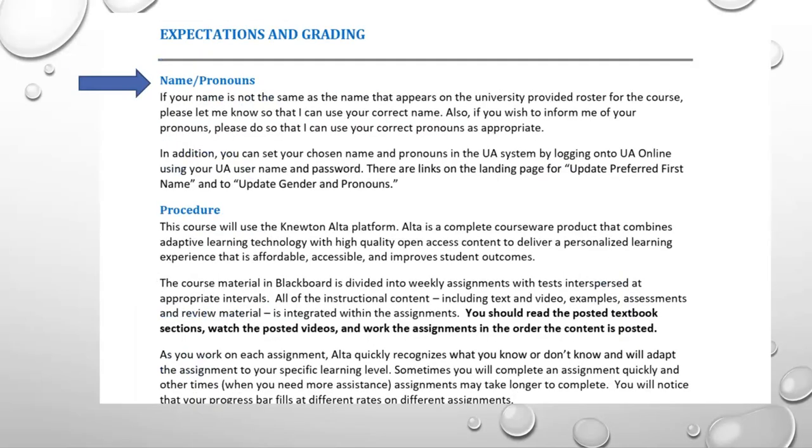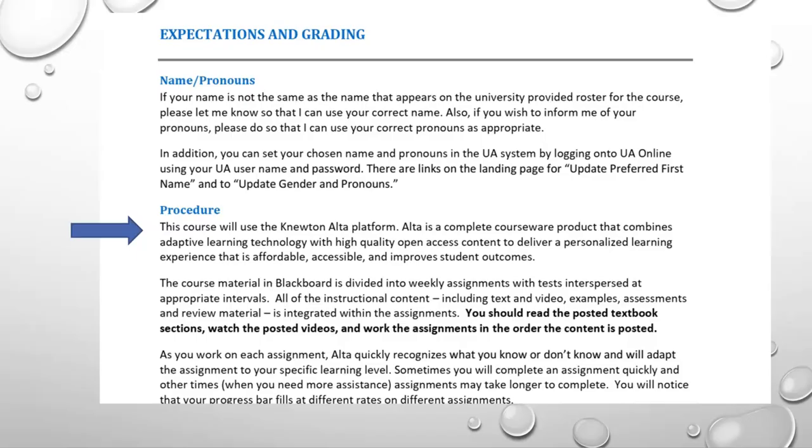In Section 3 on Expectations and Grading, note that if your preferred name is not the name that appears on the course roster, let me know so that I can use your correct name. Also, I use she/her pronouns. If you wish to inform me of your pronouns, please do so. In addition, you can set your chosen name and pronouns in the UA system by logging on to UA Online with your UA username and password. There are links on the landing page to update preferred first name and to update gender and pronouns.